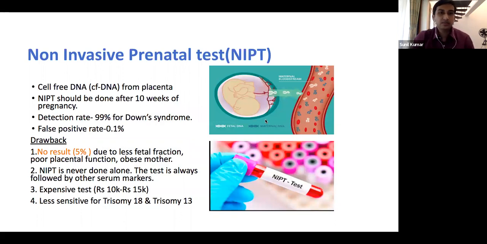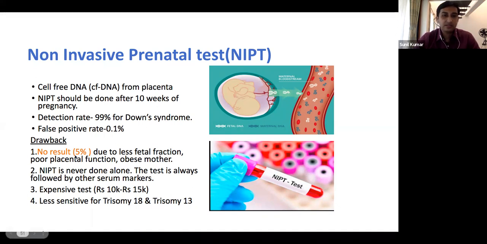Coming to non-invasive prenatal test, what is this? This is a maternal blood test, wherein cell-free DNA from the placenta is believed to be circulating in the mother's blood. So the mother's blood is taken out, and this cell-free DNA will be studied in the lab. NIPT should be done after 10 weeks of pregnancy. The detection rate of NIPT to detect Down syndrome is 99%. It's not 100%. False positive rate can be 0.1%.